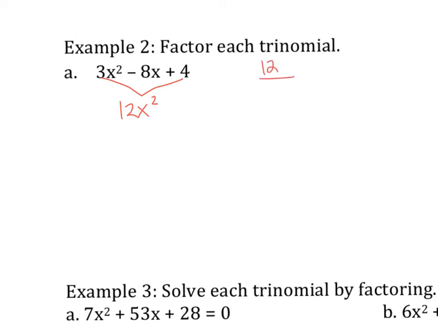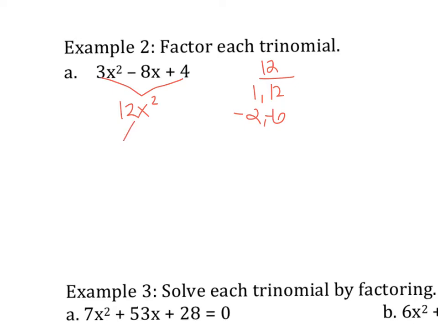So I'm looking for 2 numbers whose product is 12 and whose sum is negative 8. So we have 1 and 12, that gives us a sum of 13. 2 and 6 gives us a sum of 8. So they're both going to need to be negative in order to give us negative 8.